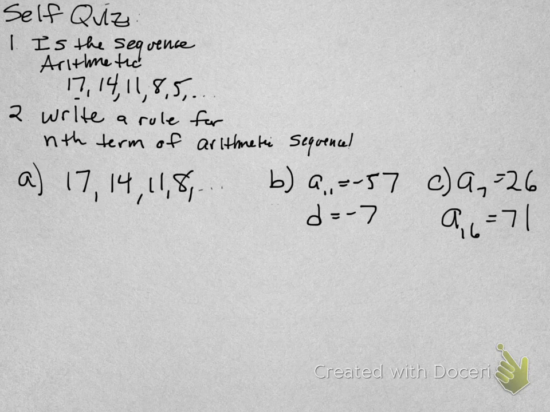To finish off, please try these 3 problems or a few problems for your self-quiz. Determine if in number 1 the sequence is arithmetic. For number 2, you have to write the rule for the nth term for both A, B, and C. And those are just like examples 2, 3, and 4 for those last 3.